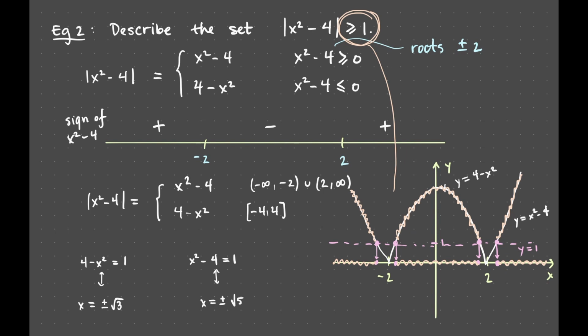The solutions for x that you'd obtain are x equals plus or minus square root of 3 and x equals plus or minus square root of 5, respectively. Putting everything together, we find that the set in question is the union of 3 intervals: the interval from minus infinity to minus square root of 5, the interval from minus square root of 3 to square root of 3, and the interval from square root of 5 to infinity.